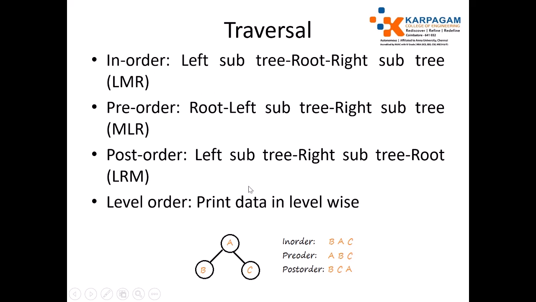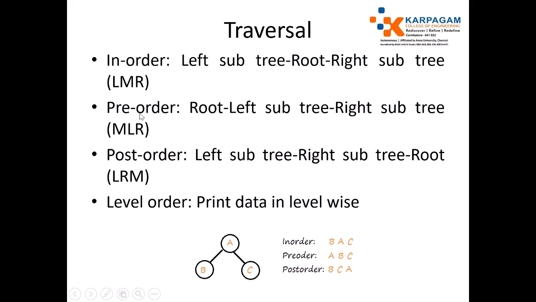In the in-order traversal method, first you visit all the nodes in the left subtree, then we visit the middle node, and then we visit the right subtree. We use the formula left subtree, middle node, right subtree, the LMR formula. Here I have a tree. I wish to perform in-order traversal. First I go to the left side, I print the data, and come to the middle node and right subtree. So the data are traversed in the order BAC. This is called in-order traversal.